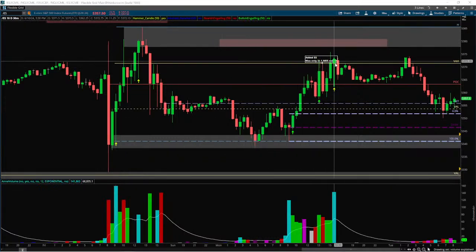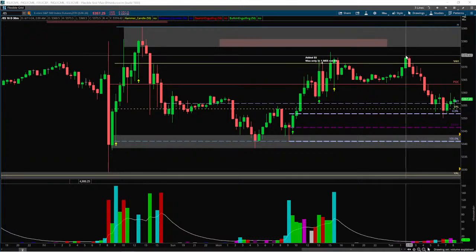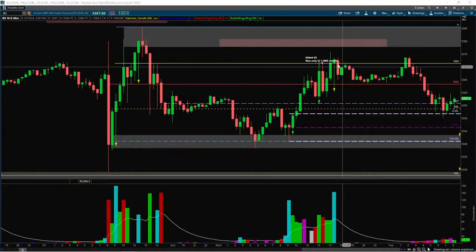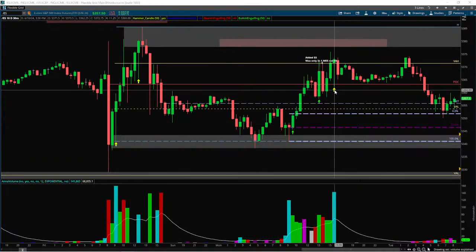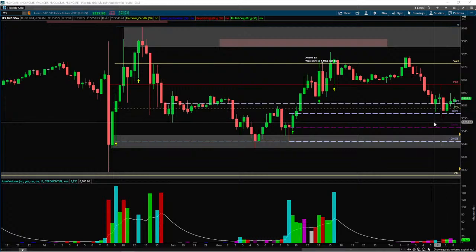We can see that price came to yesterday's value area high, paused right before the market closed, held, and then around 2 a.m. to 2:30, price sold off. At this hammer candle here, price held, came back up, and then sold off nicely.